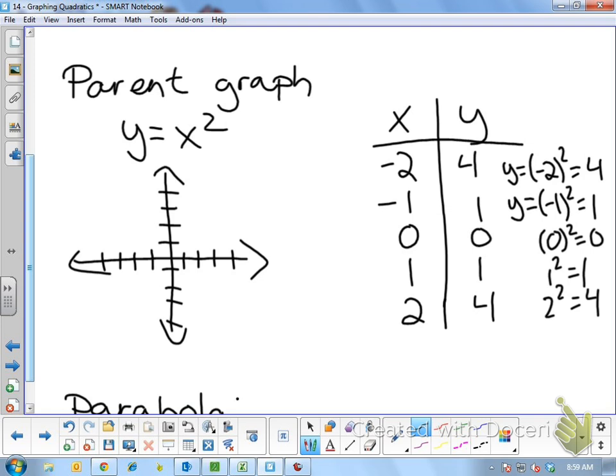So we've made a table so that we can plot these points and get an idea of what this graph will look like. We know what a line looks like. It's a straight line. We know what an exponential function looks like.